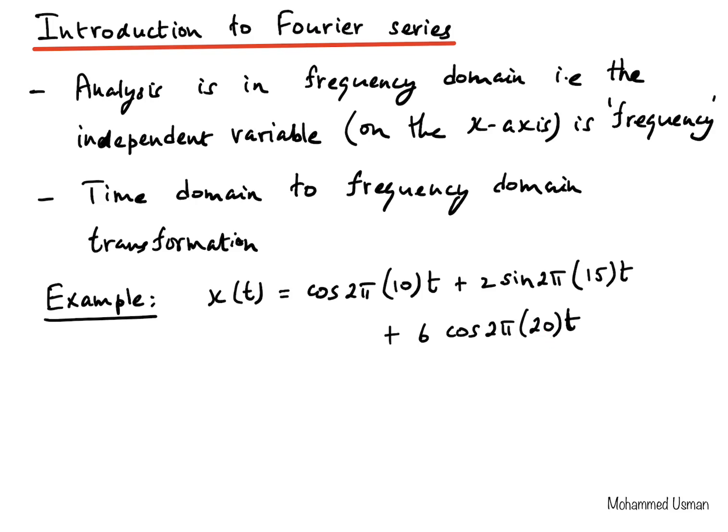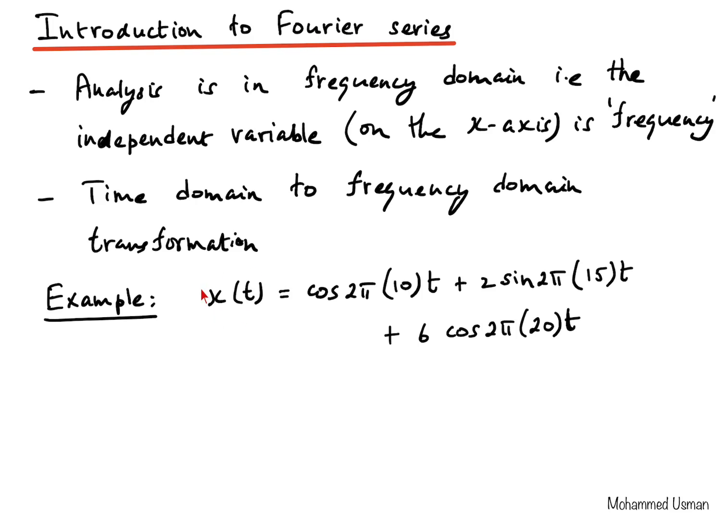So we need to do the Fourier analysis to break the signal down into its constituent frequency components, and not just identify what frequencies are present, but we also need to identify what is the magnitude of each of those frequency components. For example, the 10 hertz frequency component has a magnitude of 1, the 15 hertz frequency component has a magnitude of 2, and the 20 hertz frequency component has a magnitude of 6.